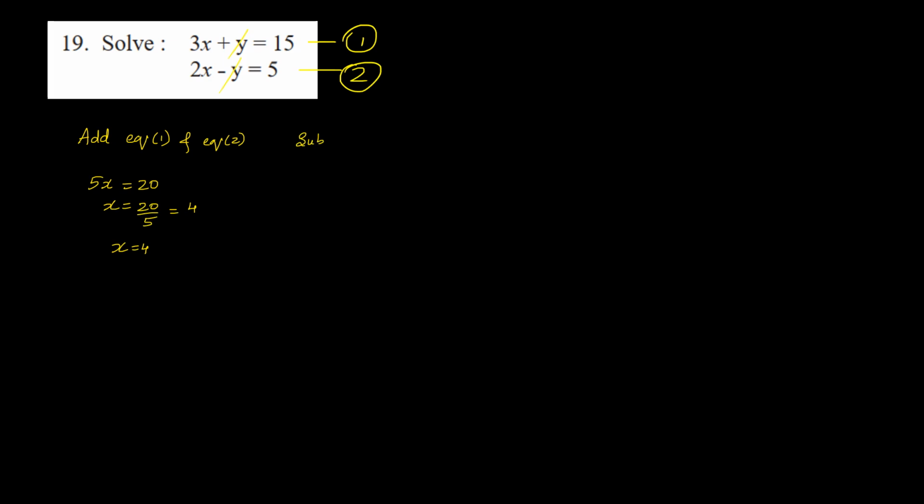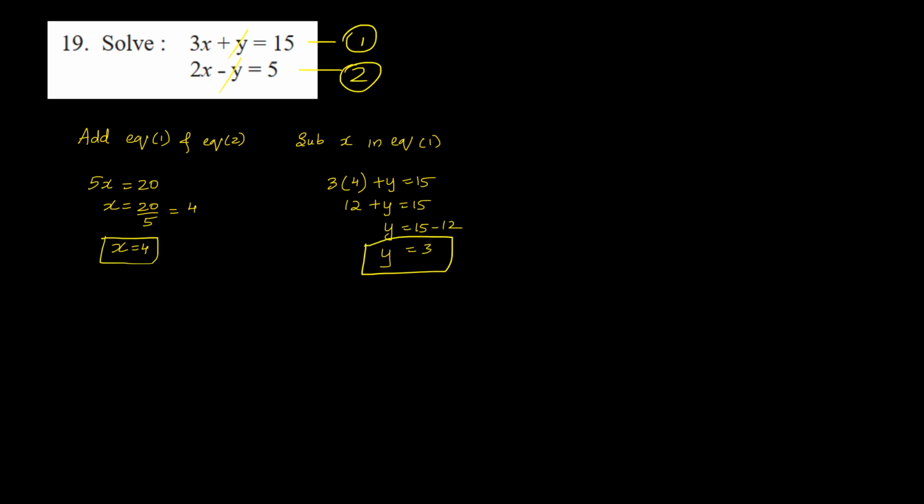Substitute the value of x in equation 1. What you will get? 3 into 4 plus y is equal to 15. y is equal to 15 minus 12. So how much? 15 minus 12 is 3. So the y value is 3 and the x value is 4. So these are the two values, x is equal to 4 and y is equal to 3. It consists of 2 marks. So we'll move on to the next question.